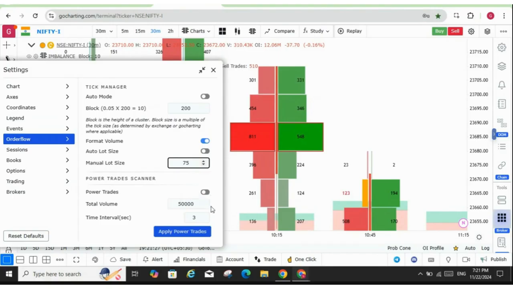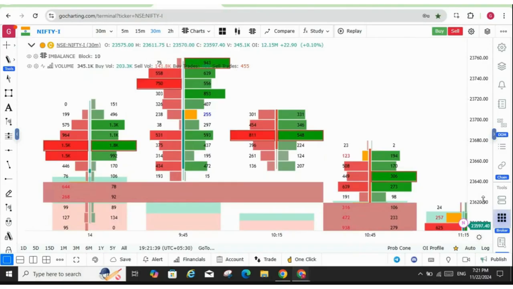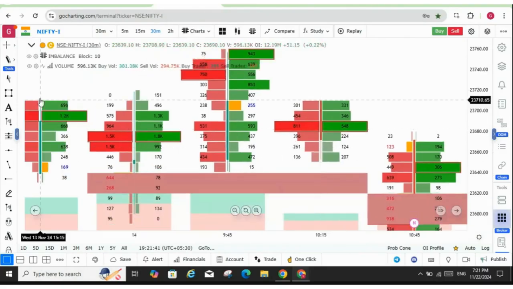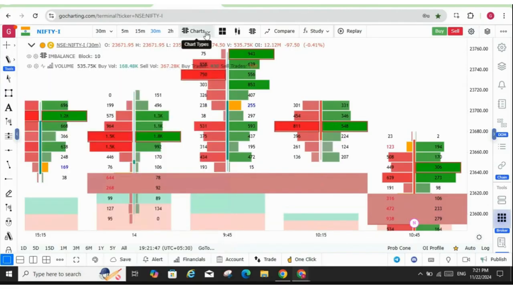Then we have this power trade scanner. You can put the volume and the time interval, and you can apply the power trade. So you will get the live signal. So this is only for live signal. You cannot backtest this feature basically. Okay. So now this was about the imbalance and the tick size and all the settings. Now we will talk about the cluster chart. Okay.